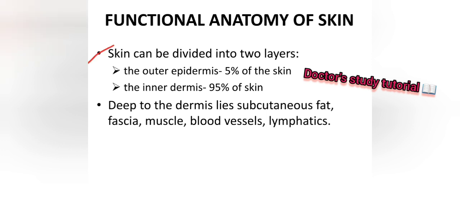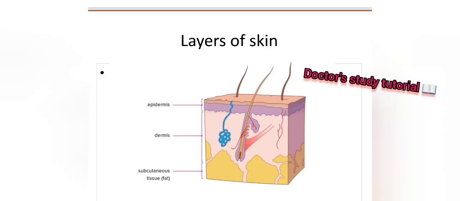Then the functional anatomy of the skin. Skin can be divided into two layers, the outer epidermis, 5% of the skin, and the inner dermis, 95% of the skin. Deep to the dermis lies subcutaneous fat, fascia, muscle, blood vessels, and lymphatics. Here is the picture of layers of skin. It is epidermis, dermis, and the subcutaneous tissue or fat.